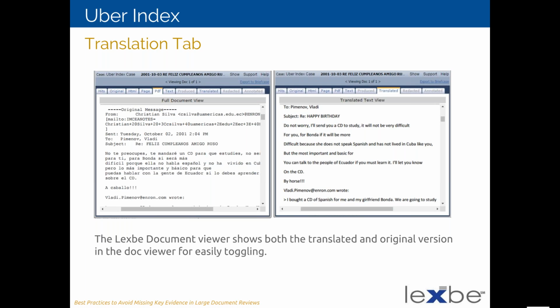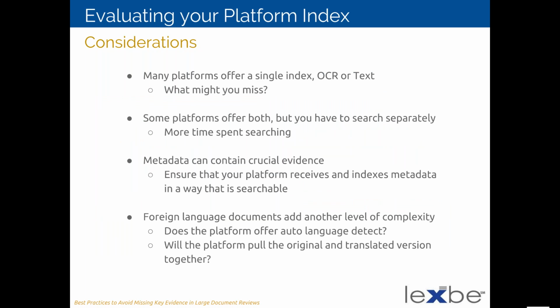asking yourself, what might I be missing that I didn't know I was missing before I understood what an index is? Again, all of the things that I described with the Uber index are specific to Lexbe. And this idea of the concatenated index is something that I don't know if other platforms have. You'd have to check with your own vendors based on that.